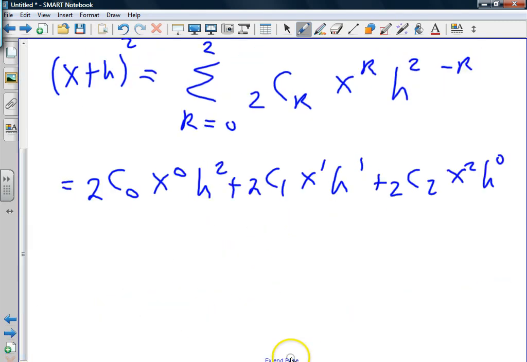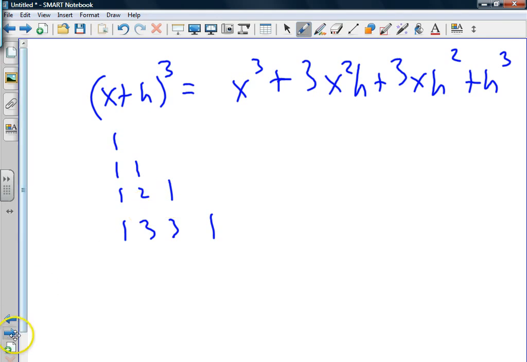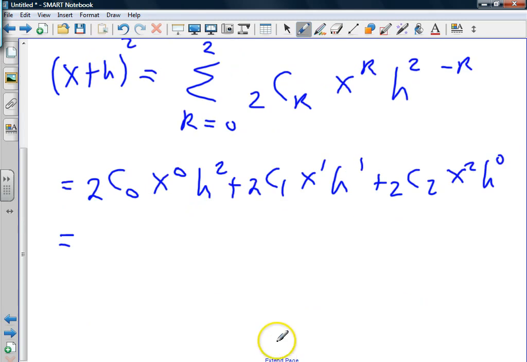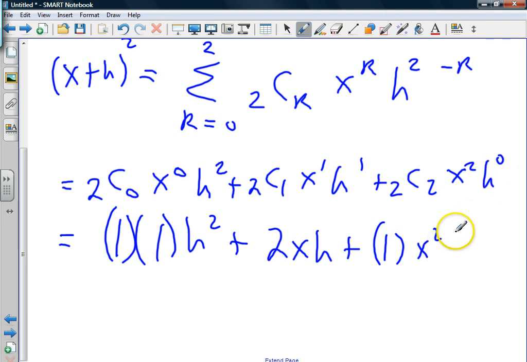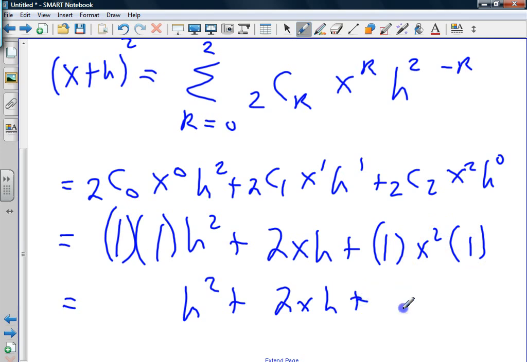Now, that looks like a lot of gobbledygook, but really it isn't. Because this is a number in Pascal's triangle, this is a number in Pascal's triangle, this is a number in Pascal's triangle. It's these numbers, 1, 2, 1. I'll show you in a second why. So this is 1. x to the 0 is 1. And so 1 times h squared. Plus, what's this? That's the second number in that line in Pascal's triangle, 2. x to the 1 means x, h to the 1 means h. Plus, what was the last number in that line? 1 times x squared, and h to the 0 is 1. Anything to the 0 is 1 except for 0 to the 0, we're going to get to that. So what do you got? 1 times h squared plus 2xh plus 1 times x squared, and that's it.